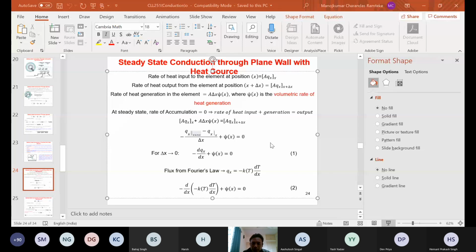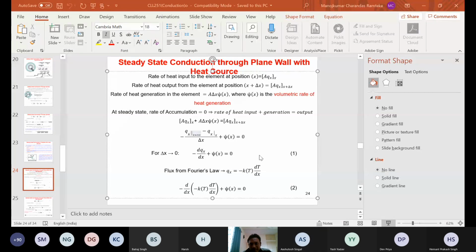Okay. So Qx at x plus delta x minus Qx at x, divided by delta x, plus psi x equals 0. This is the expression we will get from the energy balance. Again, in differential form for delta x tending to 0, we can write this equation as minus dQx by dx plus psi x equals 0. Is it clear? So that is equation number 1. Is it clear to everyone?